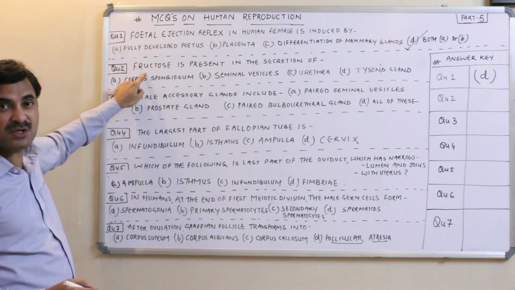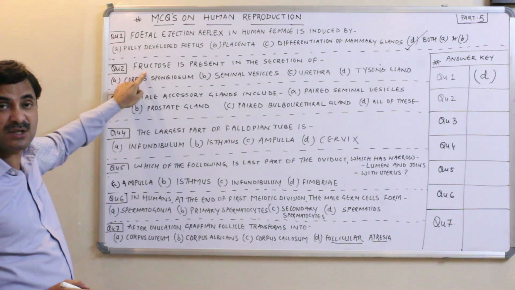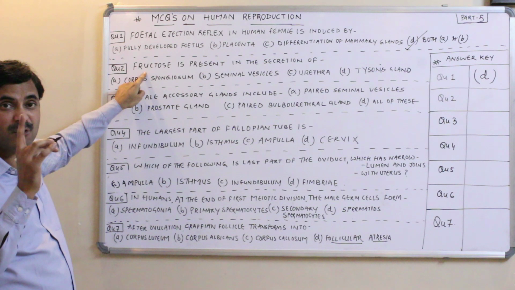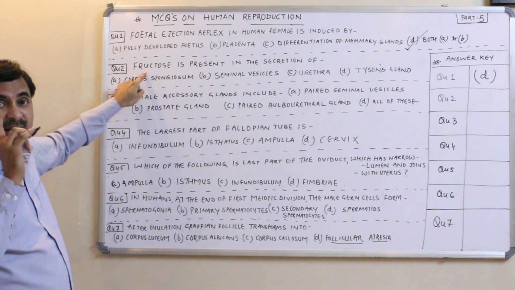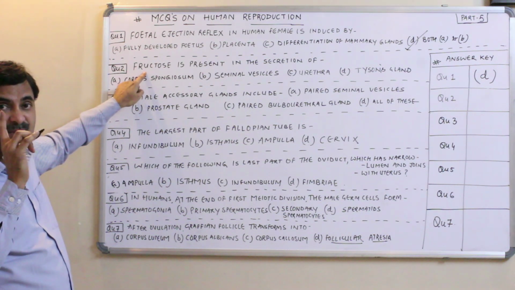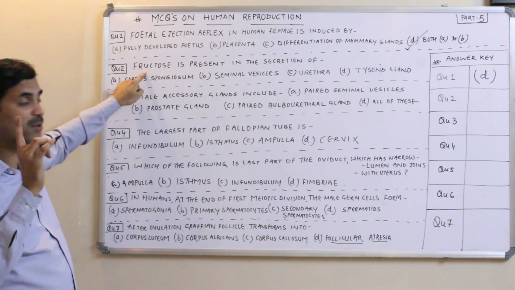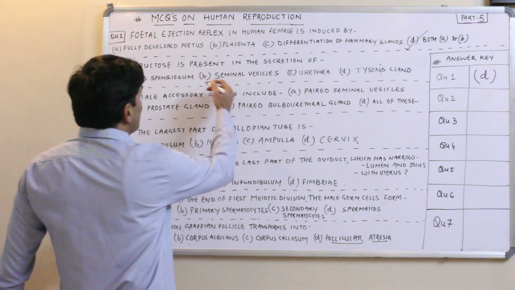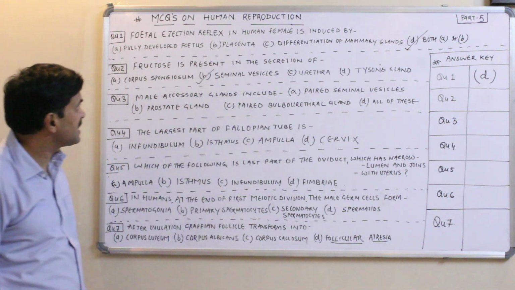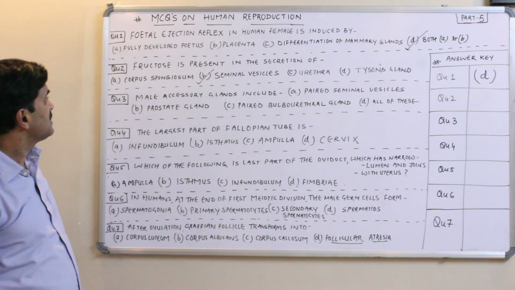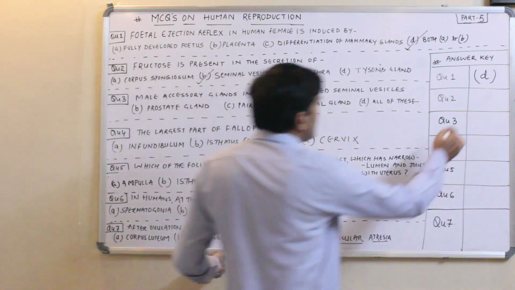Fructose is present in the secretion of, we all know, the seminal vesicle. We have already studied that fructose is present in the secretion of the seminal vesicle, and fructose is the main energy source for the sperm. So where is the seminal vesicle? Here it is. Fructose is present in the secretion of the seminal vesicle. Question number 2 has the answer B.